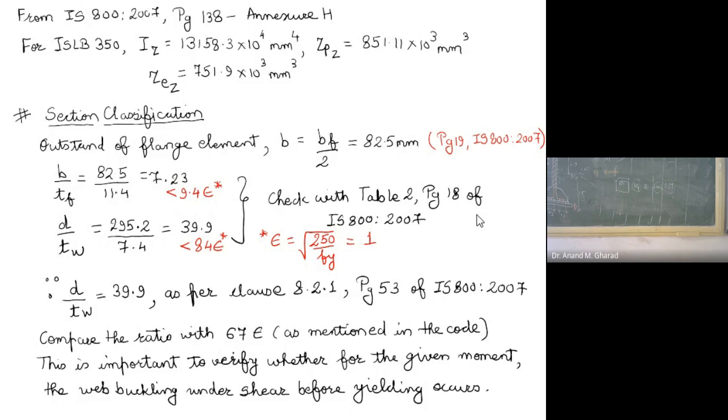Now see, in Table 2 there are several compression elements given. Out of that, you are supposed to select the appropriate section. So which section will you choose from this? Look: outstanding element of compression flange, which is rolled section, welded section, internal element of compression flange, compression due to bending, axial compression, etc. Okay?